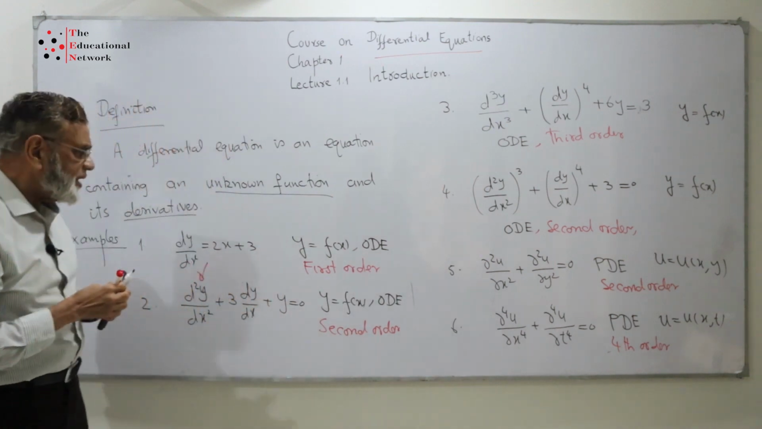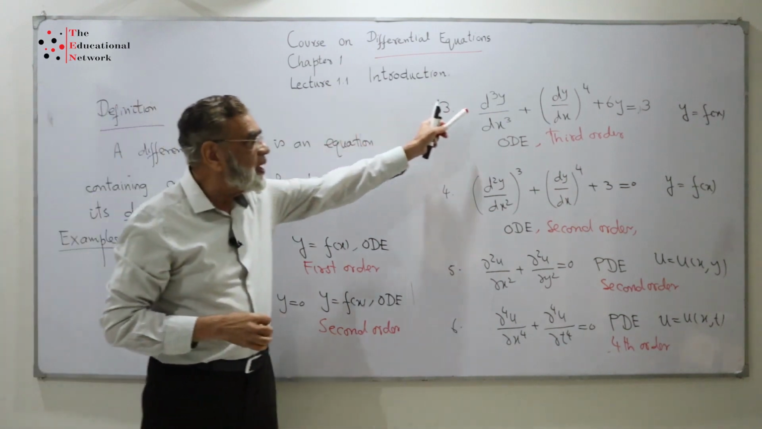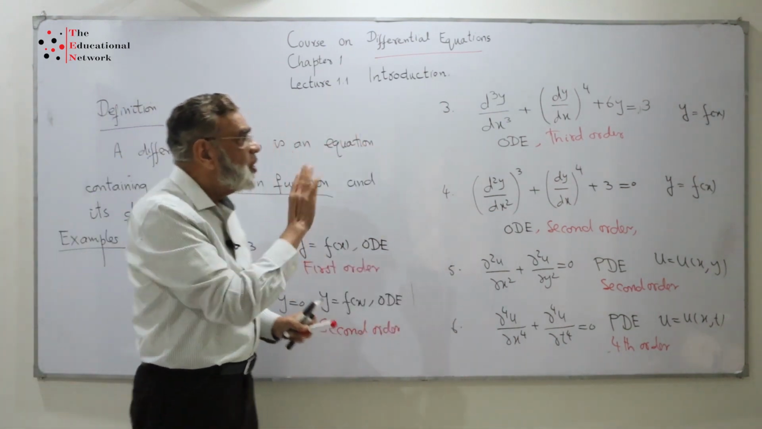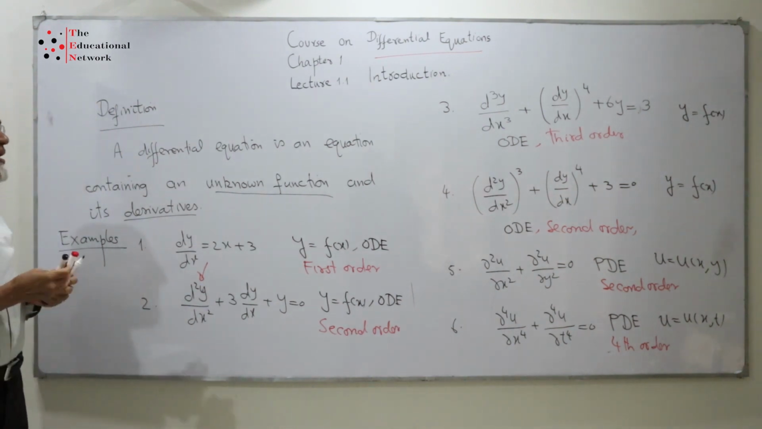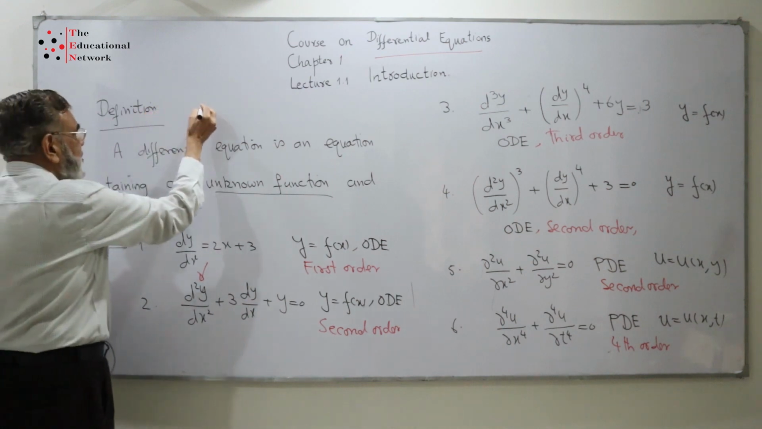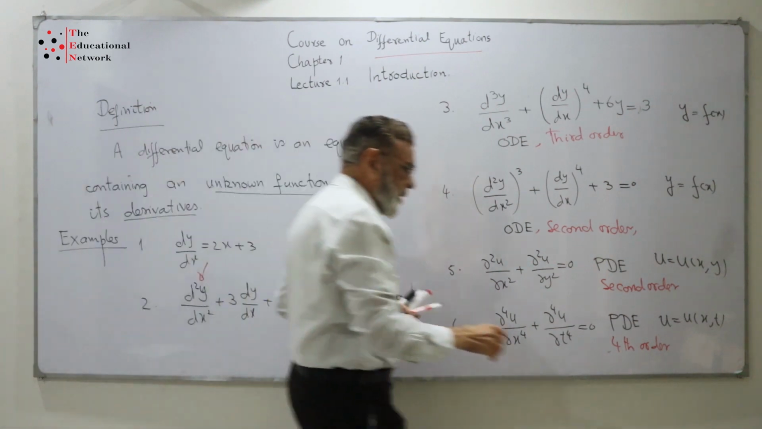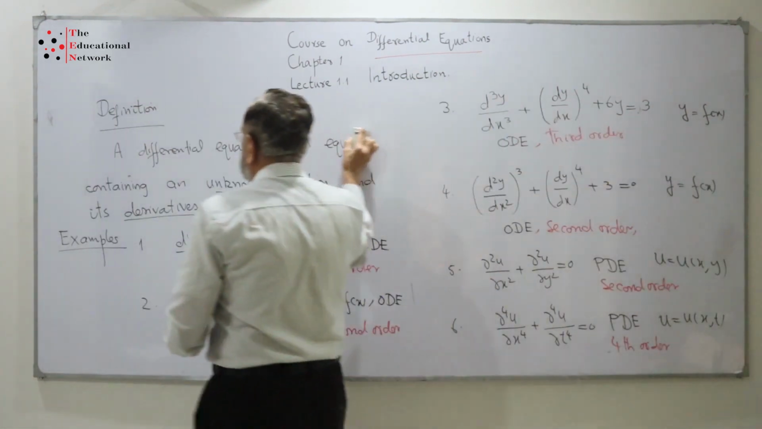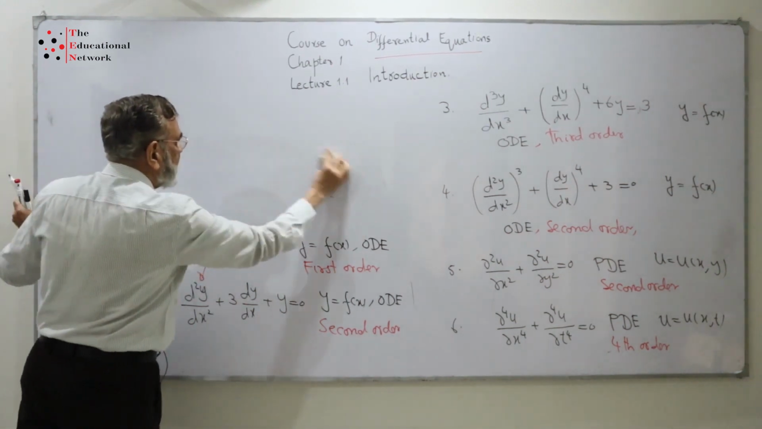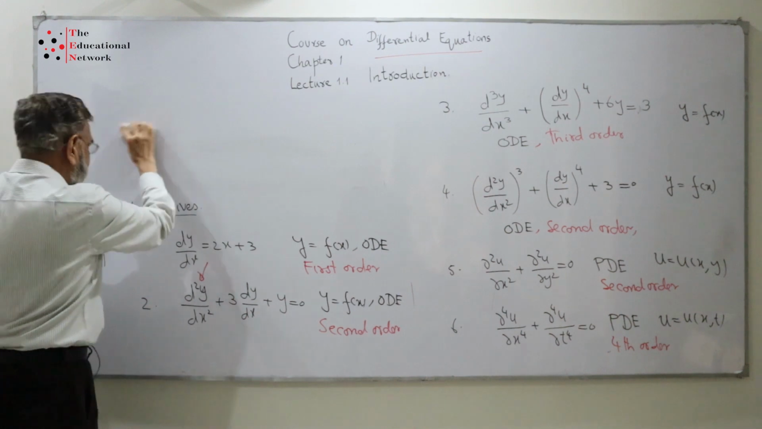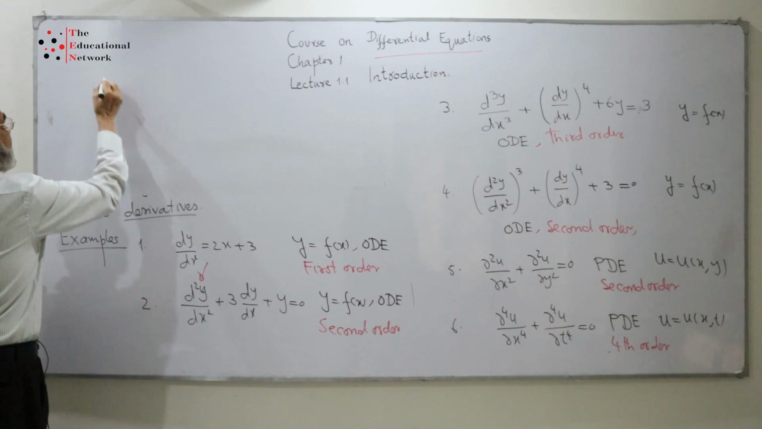So order is the highest order term. Here the term is of order 2, here of order 3, here of order 4. So we classify according to the order of the differential equation. We did the first classification with respect to the derivative, and then the classification with respect to the order of the derivative. Now this was number 1.